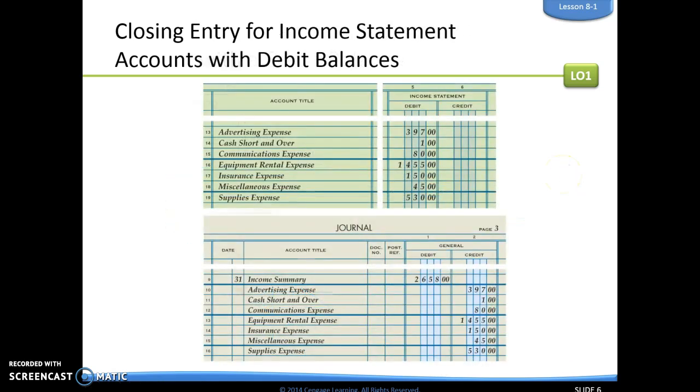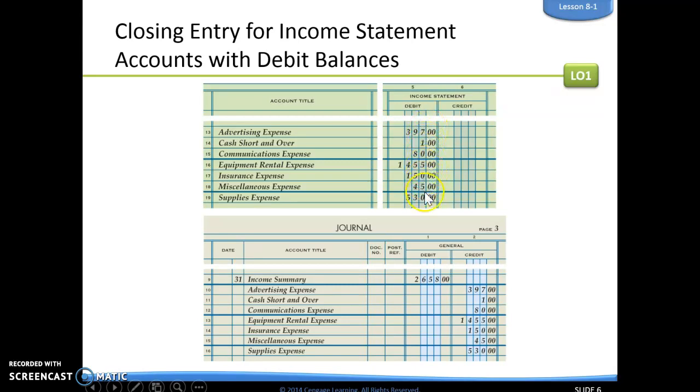Our second closing entry is we're going to close income statement accounts that have a debit balance. So here they give us a nice visual, our worksheet, and we're looking at our income statement columns from our worksheet. We are looking at all of those debit ones in our income statement debit column. We need to close all of these accounts, so we're going to do that in one transaction.